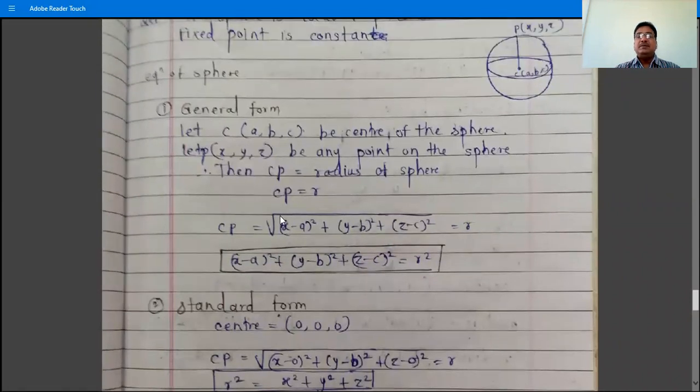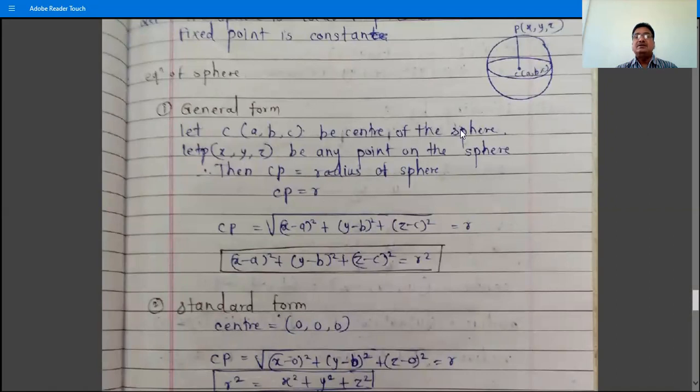Then what is CP? The distance between C and P by using the distance formula is root of (x minus a) squared plus (y minus b) squared plus (z minus c) squared, and this is equal to r. So squaring both sides, we have (x minus a) squared plus (y minus b) squared plus (z minus c) squared is equal to r squared. This is called the center-radius form, or the general form of the equation of sphere.